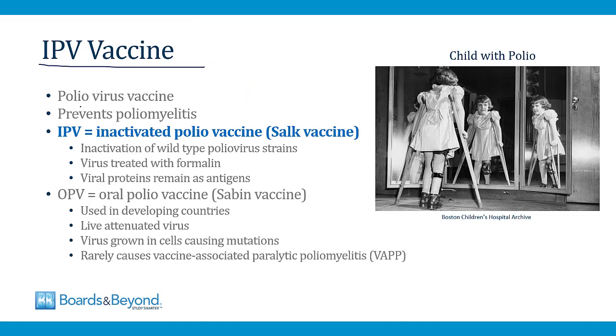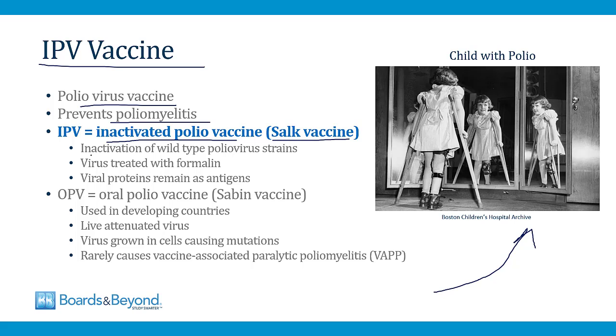IPV is the poliovirus vaccine. It prevents poliomyelitis. This is a picture of a girl who has polio. Years ago, children would get polio, develop a febrile illness, and then a few days later, they would lose the ability to walk because of involvement of their spinal cord. You may know the US President Franklin Roosevelt had polio, and that's why he couldn't walk. So we don't see polio anymore because of this vaccine, and IPV stands for Inactivated Polio Vaccine. This is also called the Salk vaccine, named for its creator.